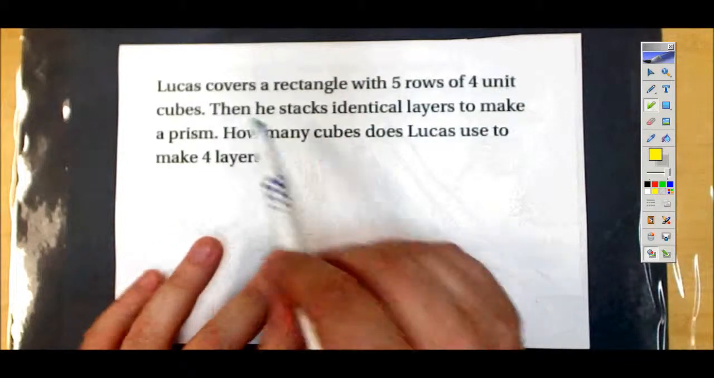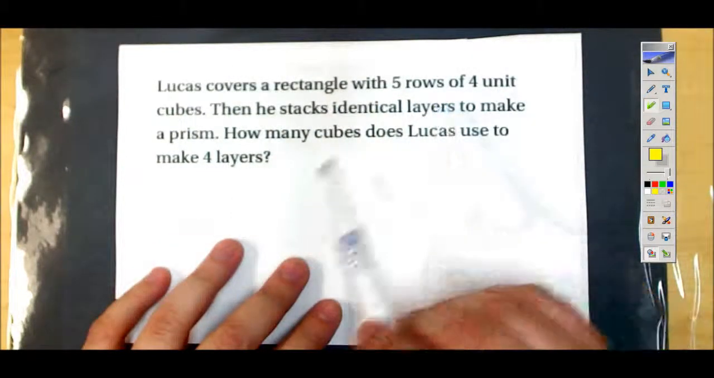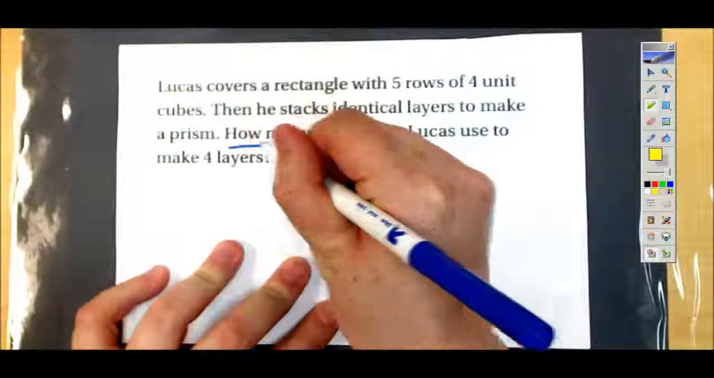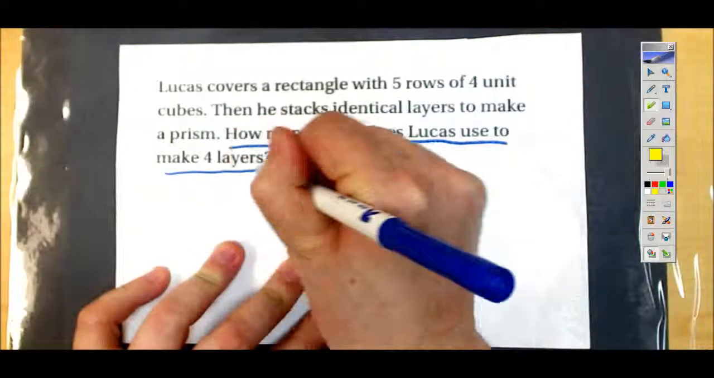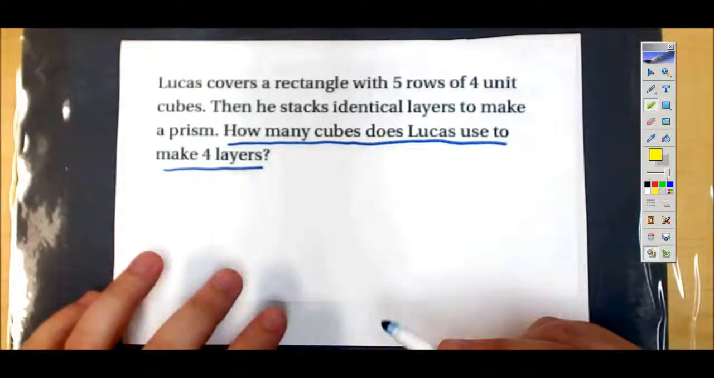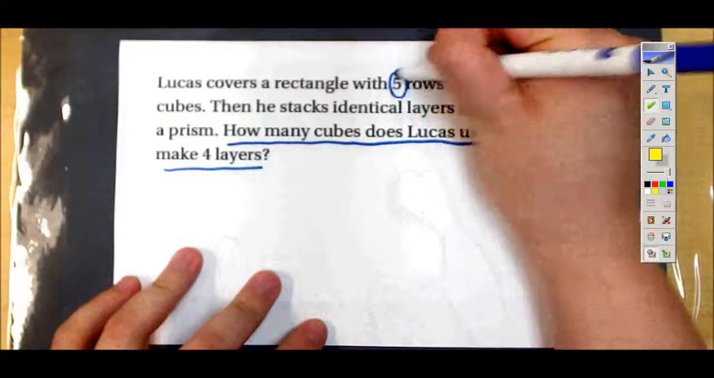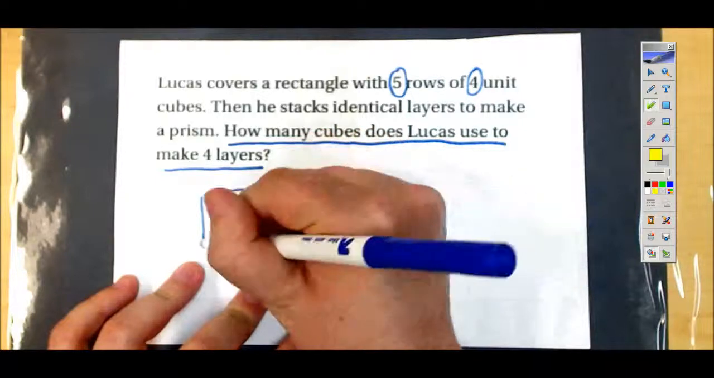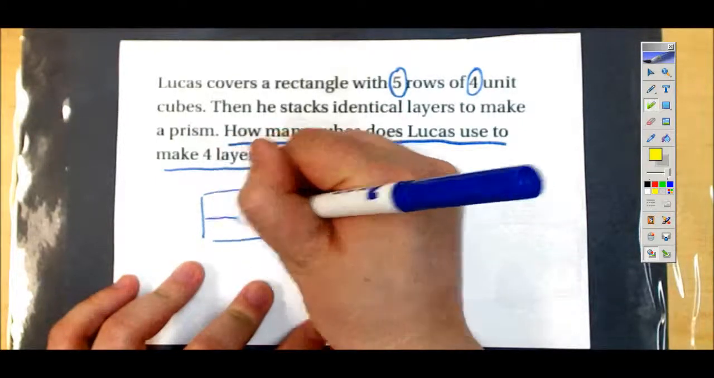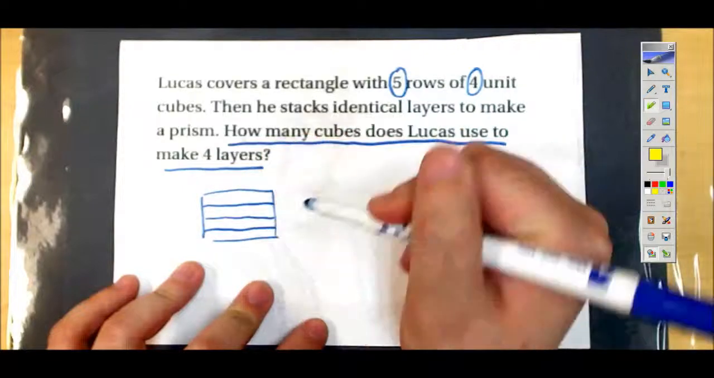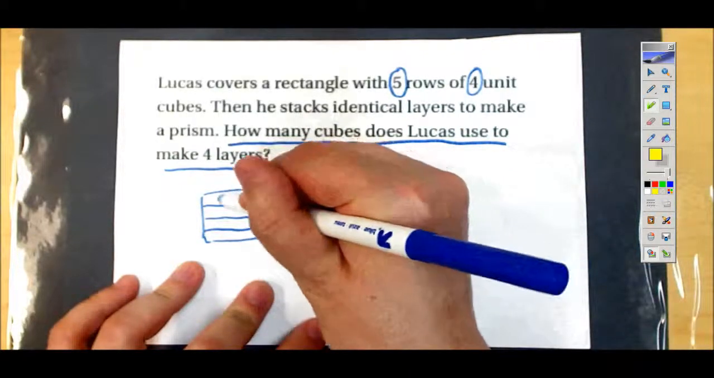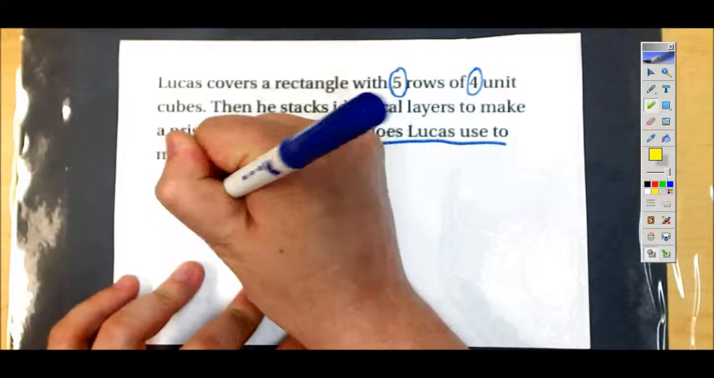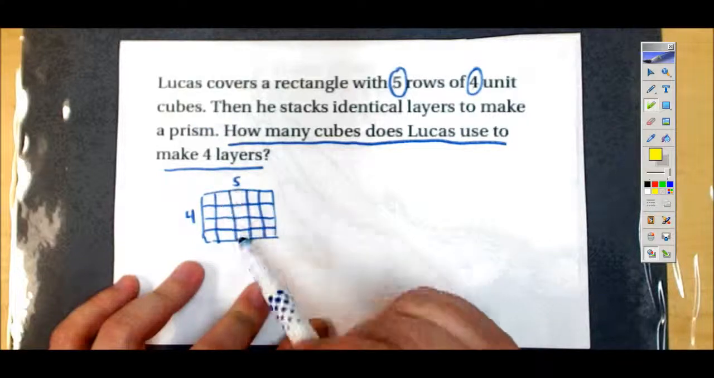So let's start with this problem. Lucas covers a rectangle with 5 rows of 4 unit cubes. Then he stacks identical layers to make a prism. How many cubes does Lucas use to make 4 layers? So we've got 5 rows of 4 cubes. So let's say we have a rectangle here, and I cut it up into 5 on one side and 4 on the other. Okay, so that's this first part.